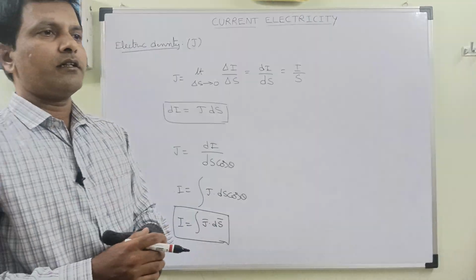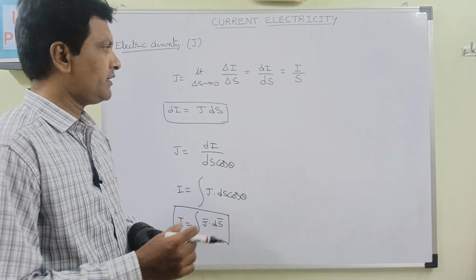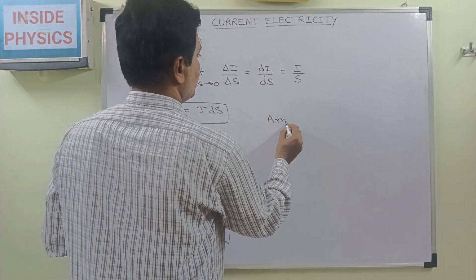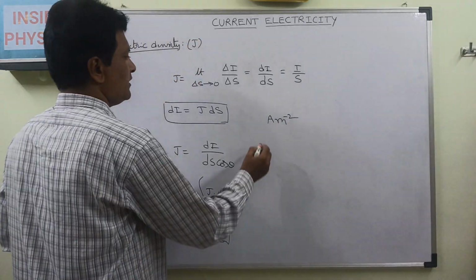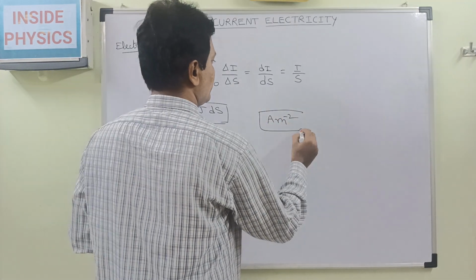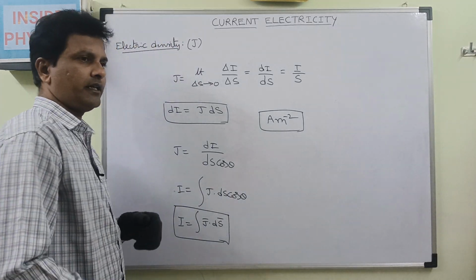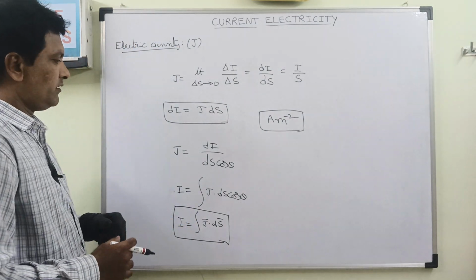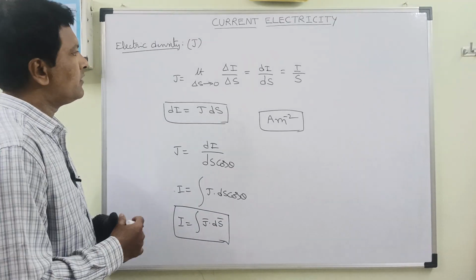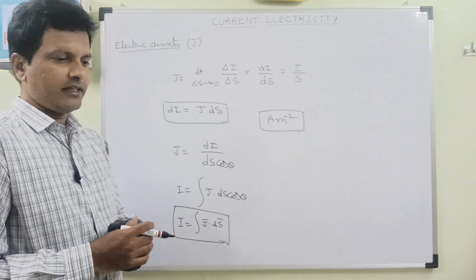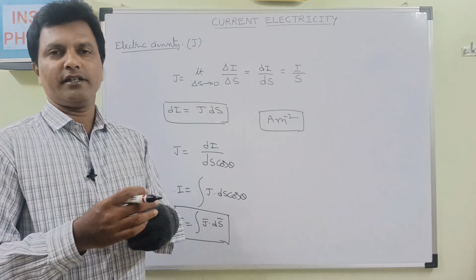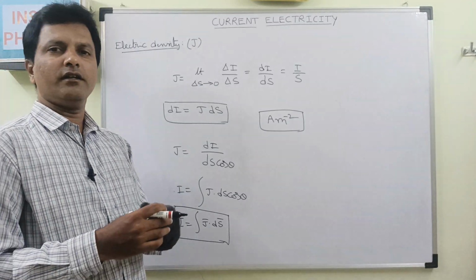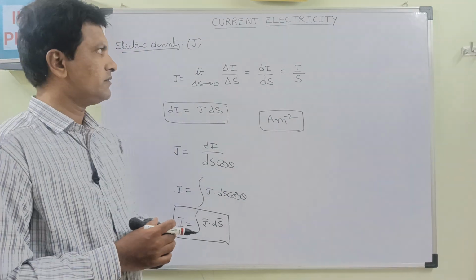The density of electric current is represented with J and the unit is ampere per meter square. This is the unit for electric current density. In this way we can get the current density for different surfaces based on the surface area of the flow of charge.